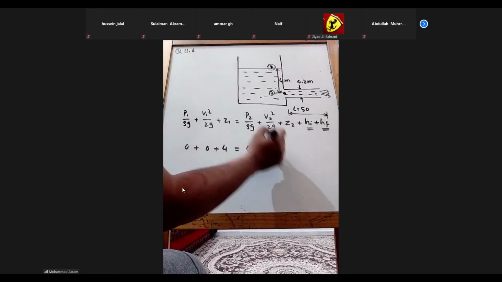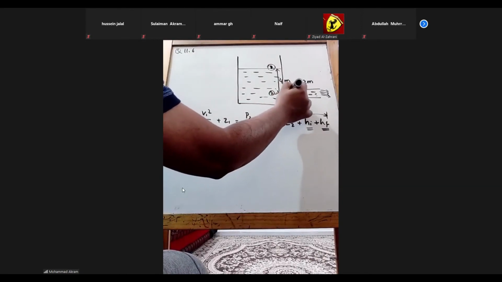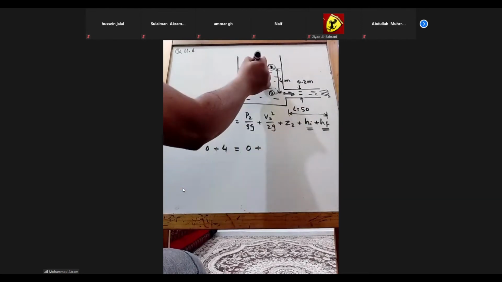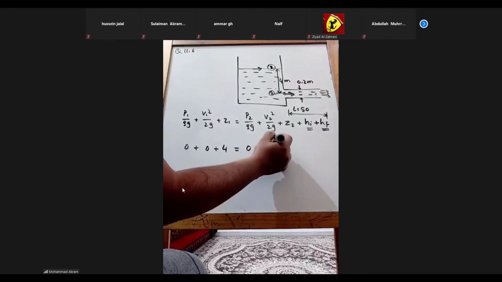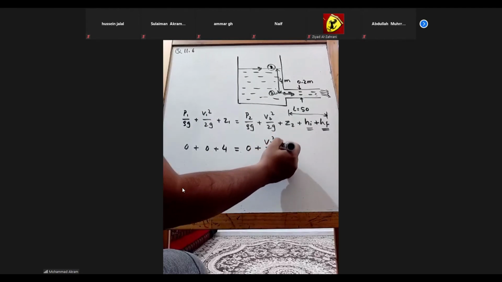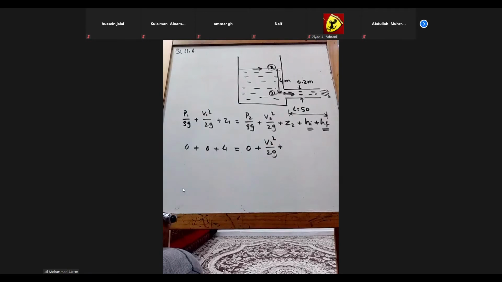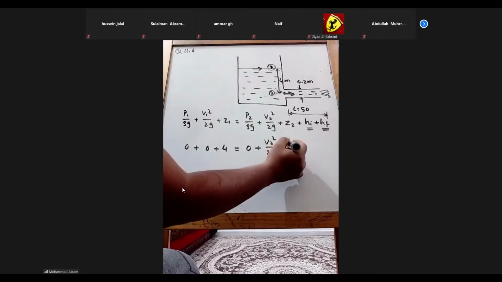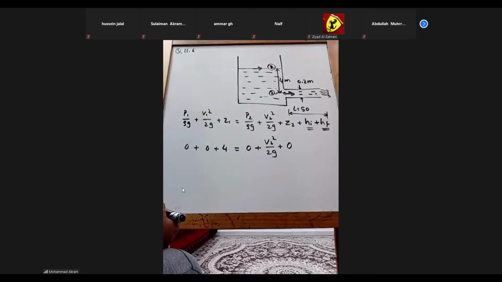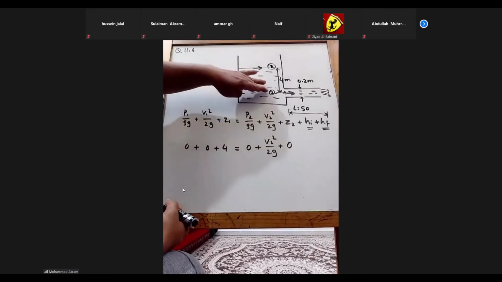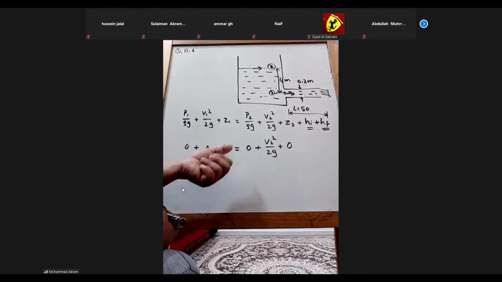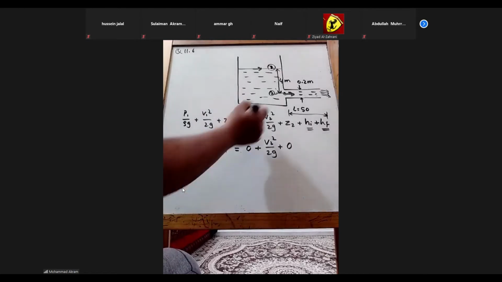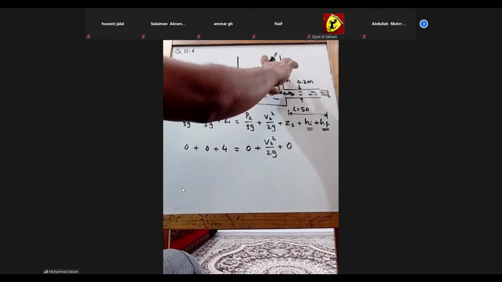V2 is not 0 because V2 is flowing, right? It is going to flow. Here it is not flowing. Here it is flowing. So V2 square by 2G plus Z2 is 0. If you are taking from here, what is the difference between Z1 and Z2? It is 4, right? So 4 minus 0. If I take this as reference, this is the difference between the two.